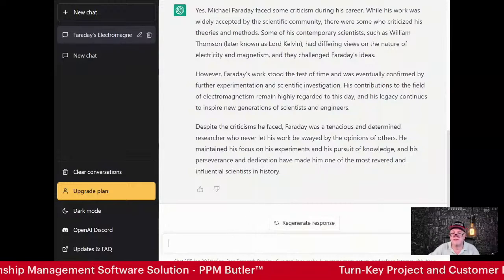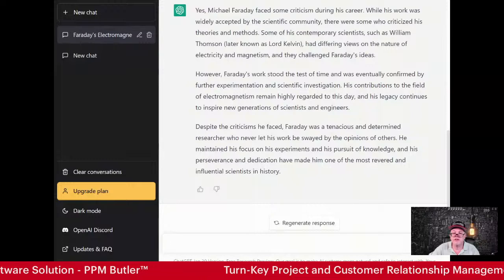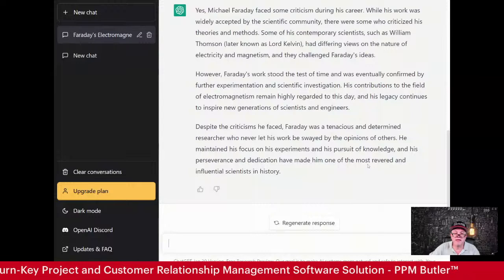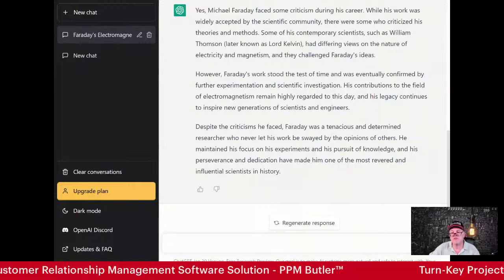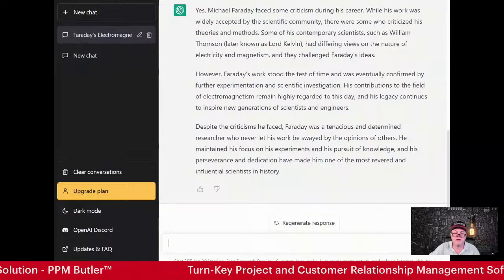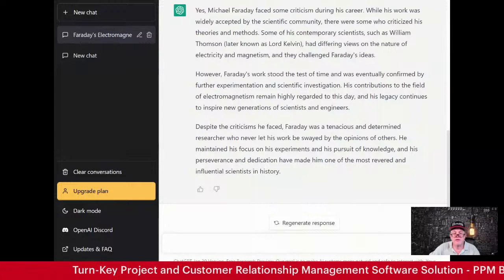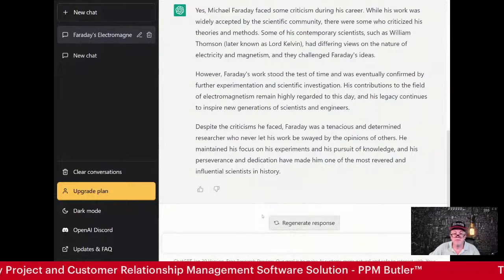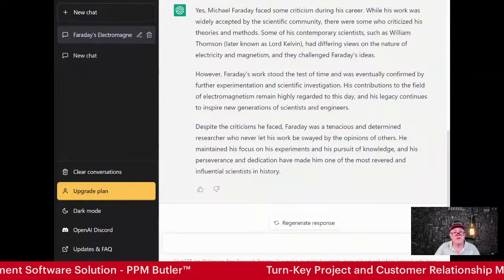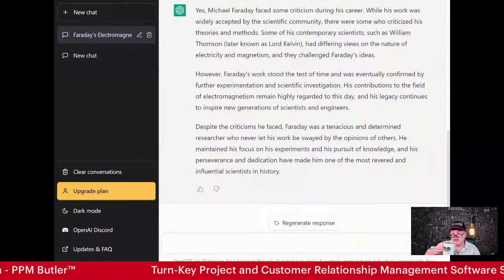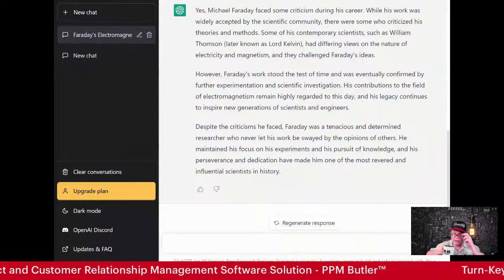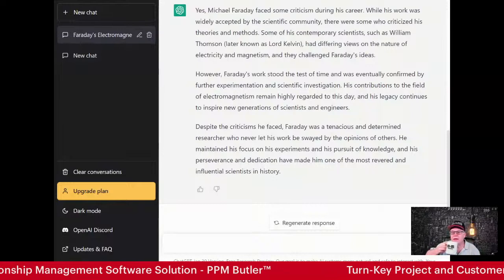Despite the criticism he faced, Faraday was a tenacious and determined researcher who never let his work be swayed by the opinions of others. He maintained his focus on the experiments, and his pursuit of knowledge, his perseverance and dedication have made him one of the most revered and influential scientists in history. Okay? Right? So, Michael, was that in line with what you thought it would say? I don't know. I'm aware of it, but I'm not a historian, so I don't do a lot of research and reading on that. So would that be consistent?